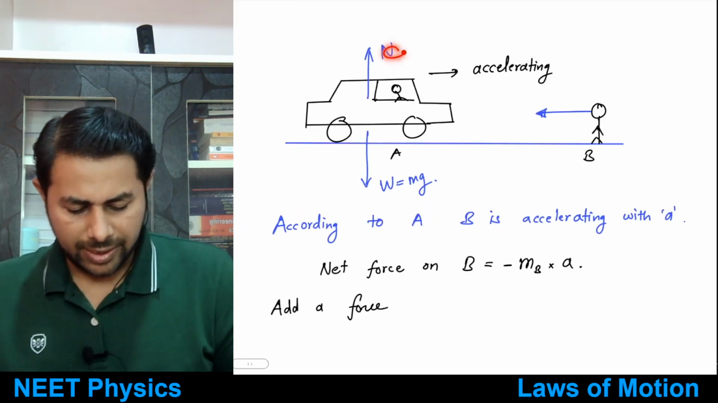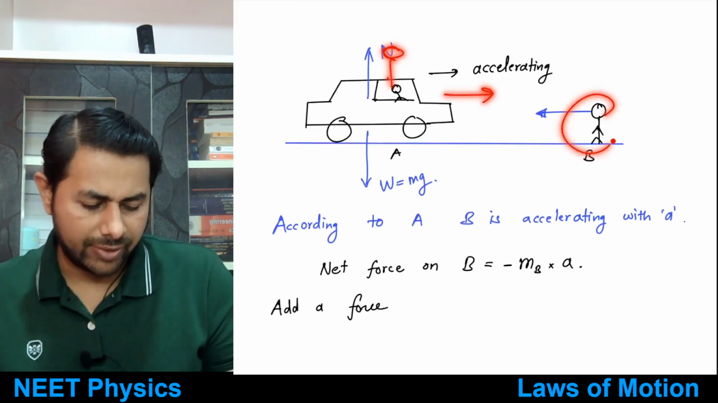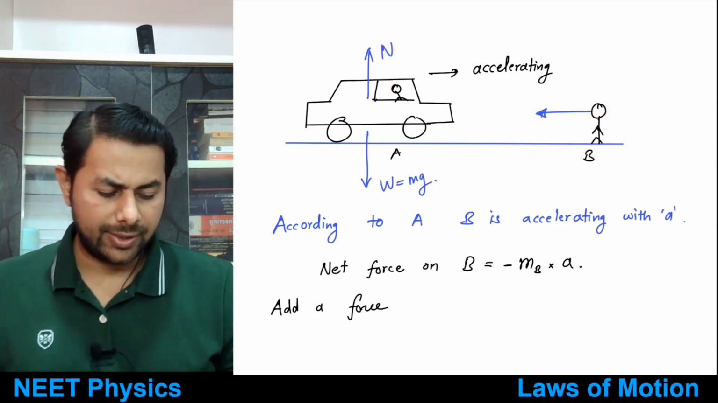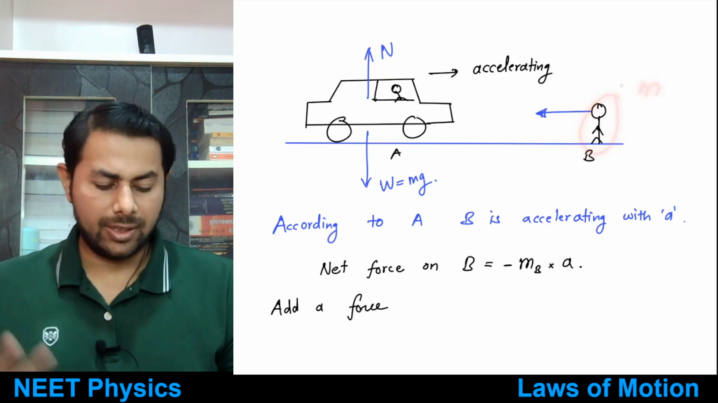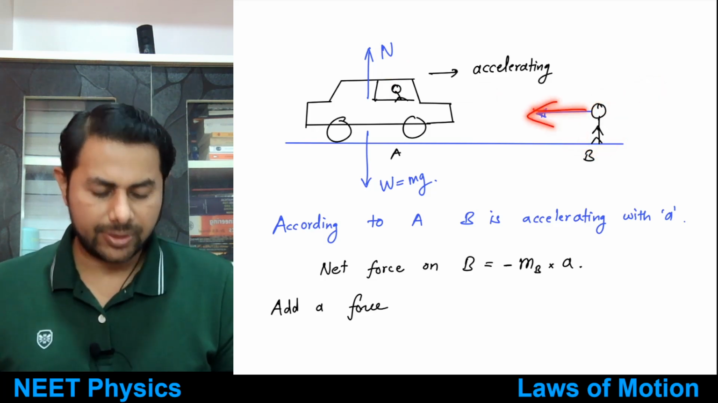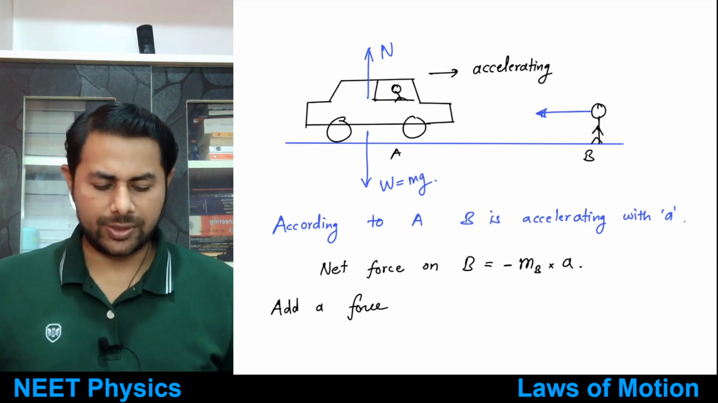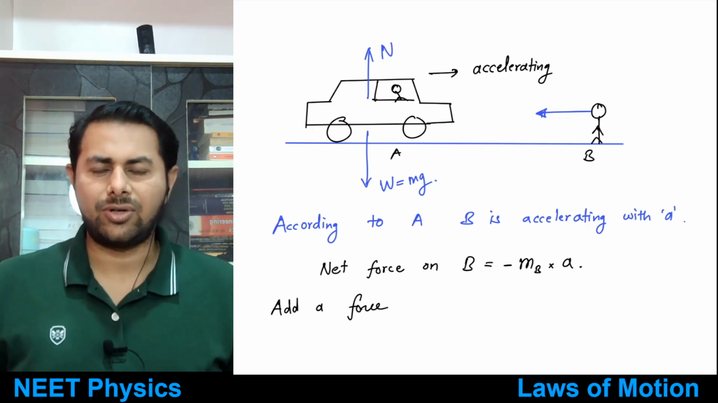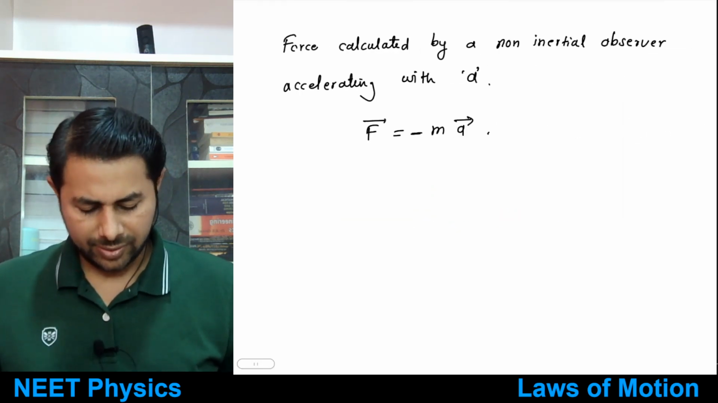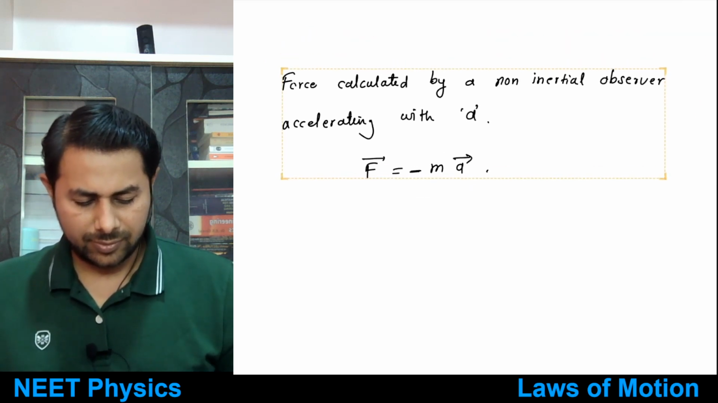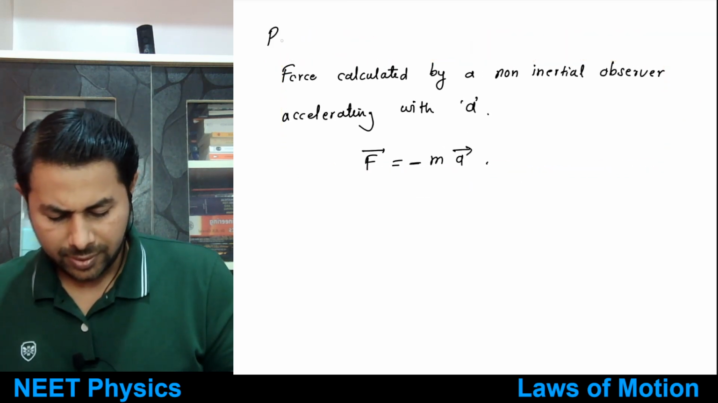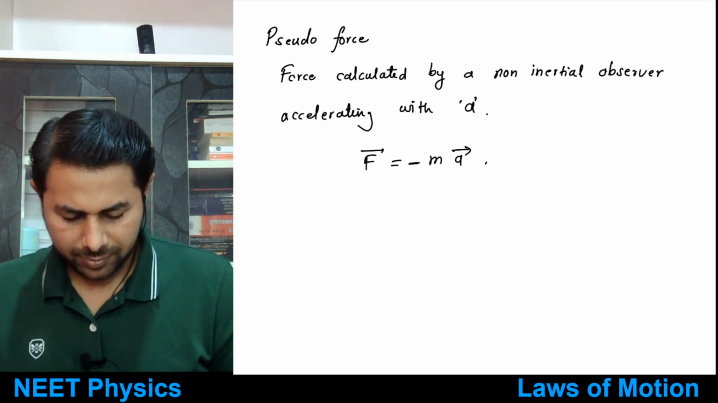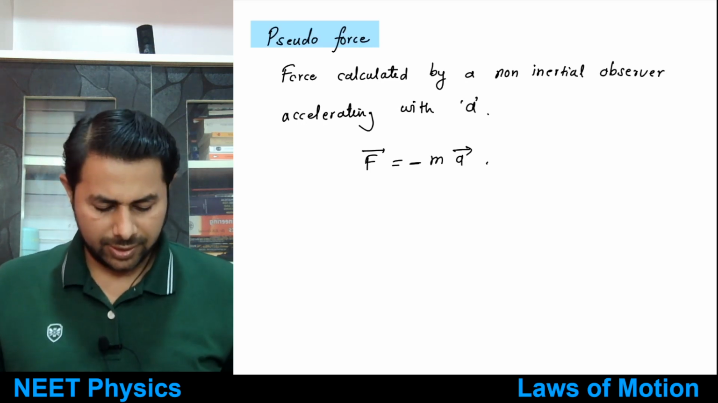So see, that monkey is accelerating in this direction, but he calculates the force on this person in the opposite direction. How much force does he calculate? Mass of this person multiplied by the acceleration, okay, but in opposite direction. So this is not a real force, it's calculated by an observer who is in non-inertial frame of reference. So this is called as a pseudo force. Okay, this is a pseudo force.